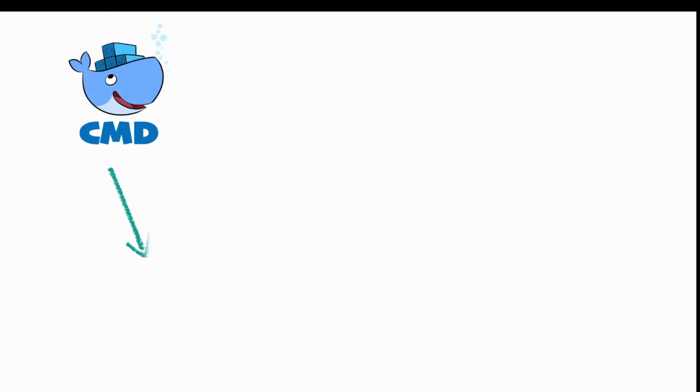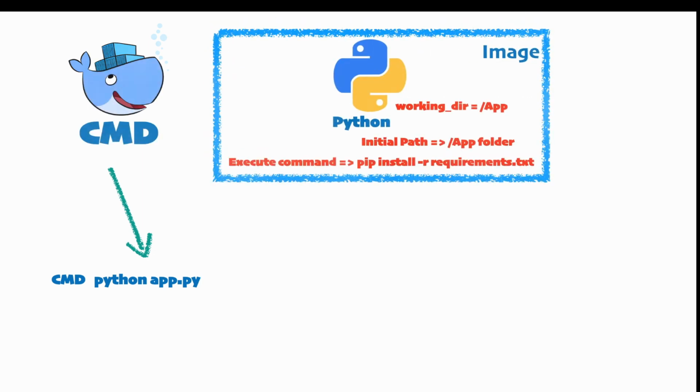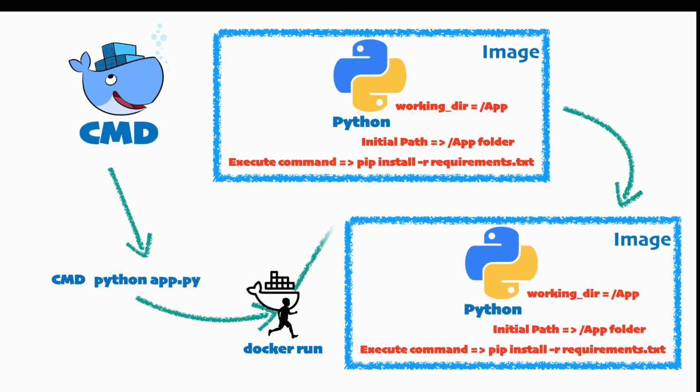The next one is the CMD command. So when Docker gets the CMD command from the Dockerfile, this one will be the initial command when someone calls docker run. So basically, in this example, if the user executes the docker run command, Docker will automatically execute python app.py as an initial command from this image. Basically, it starts the Python application.